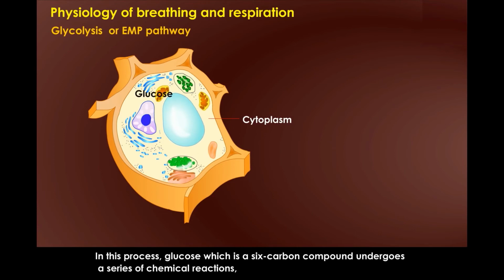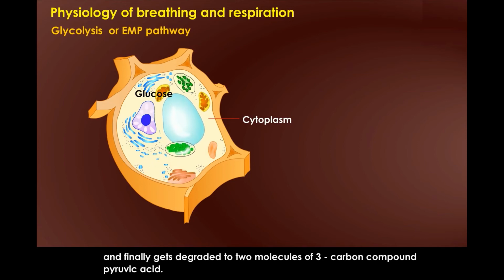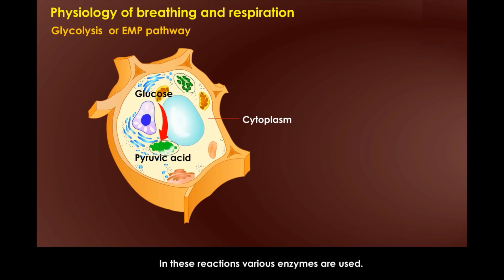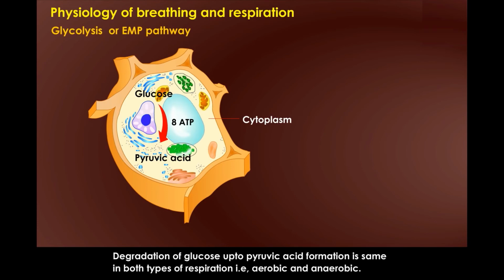In this process, glucose, which is a 6-carbon compound, undergoes a series of chemical reactions and finally gets degraded to 2 molecules of 3-carbon compound, pyruvic acid. In these reactions, various enzymes are used. Whole process of glycolysis of 1 molecule of glucose finally leads to the formation of 8 ATP molecules. Degradation of glucose up to pyruvic acid formation is the same in both types of respiration, that is aerobic and anaerobic.